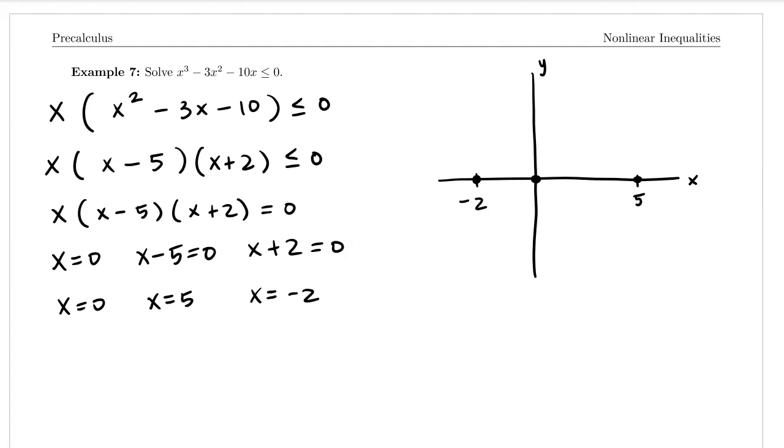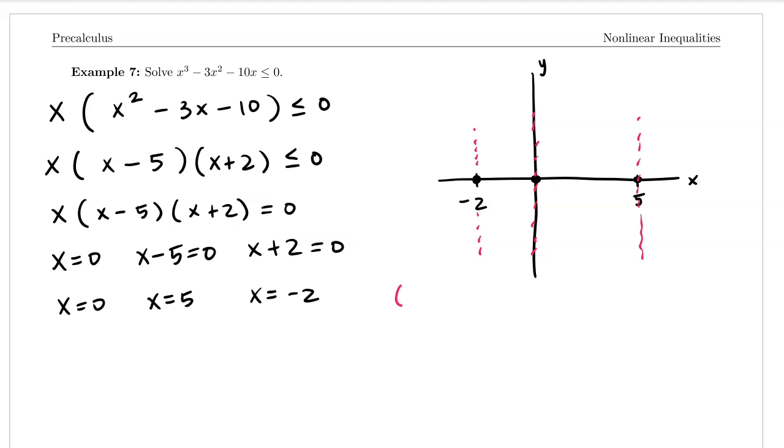So there those are. And because, let's say we don't know what the graph of this cubic function looks like, what we're going to do is use what are called test numbers, because essentially what our x-intercepts do is they take our x-axis or our number line and break it into subintervals. So suppose that I break it here, I break it here, and I break it here.